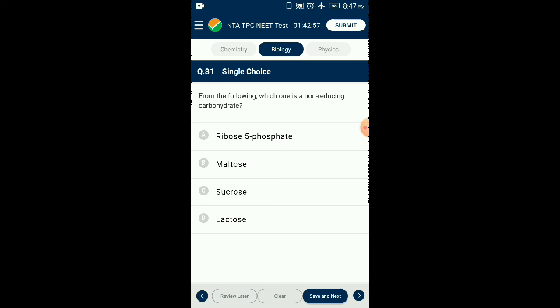Number 81. From the following, which one is a non-reducing carbohydrate? Sucrose is a non-reducing carbohydrate due to the absence of free hydroxyl group. So the answer for this question is option C, sucrose.